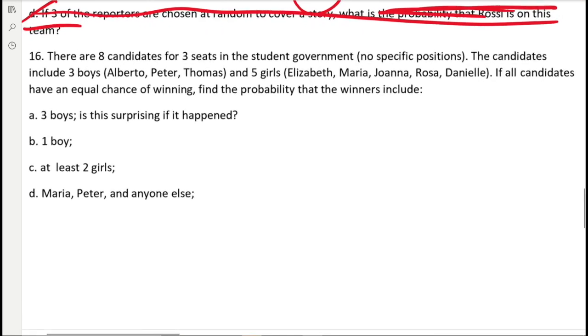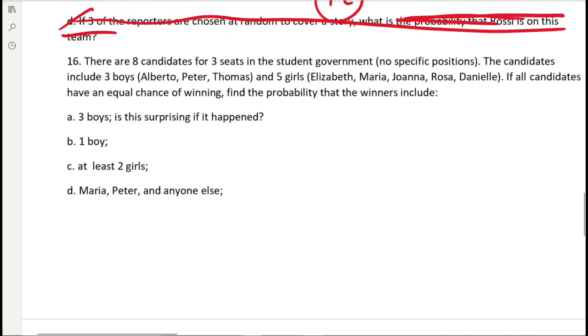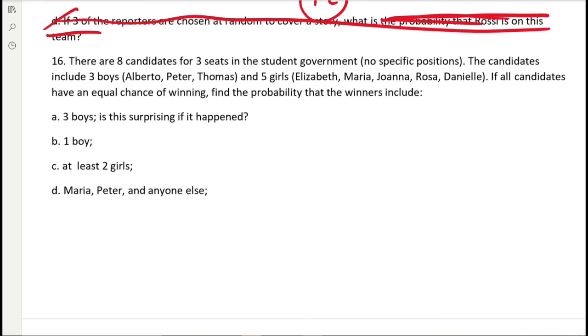All right, so number 16, the last one. There are 8 candidates for 3 seats in the student government, no specific positions. The candidates include 3 boys and 5 girls. If all candidates have an equal chance of winning, find the probability that the winners include. So part A, 3 boys. Is this surprising if it happens?